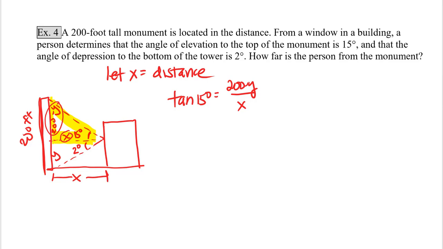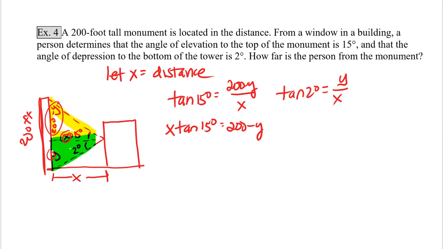Now when I look at the other triangle, I have labeled again the opposite and the adjacent. So I can say that the tangent of 2 degrees is equal to my opposite, which is y, over my adjacent, which is x. So technically I don't need to know what y is. I'm looking for x. So I'm going to try to manipulate these two equations so that I can solve for x using substitution. So first I'm going to say that x times the tangent of 15 is equal to 200 minus y, and x times the tangent of 2 is equal to y.